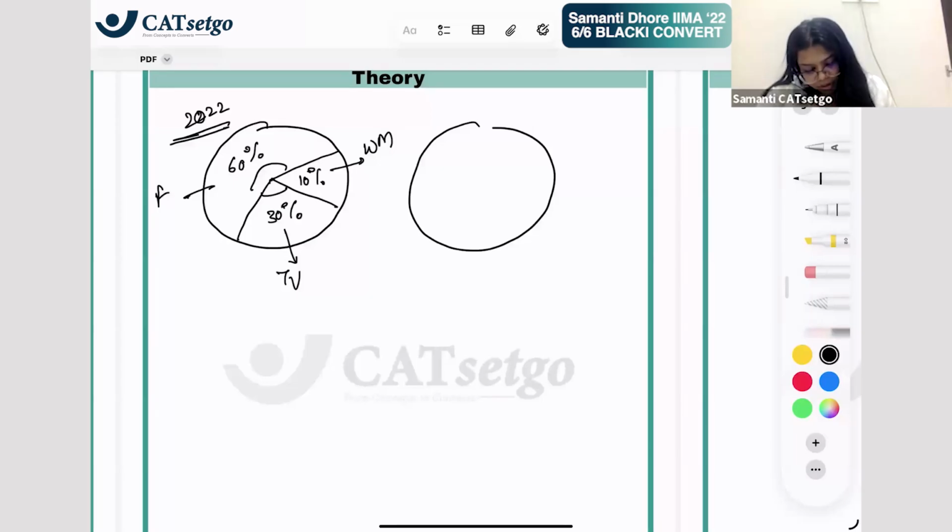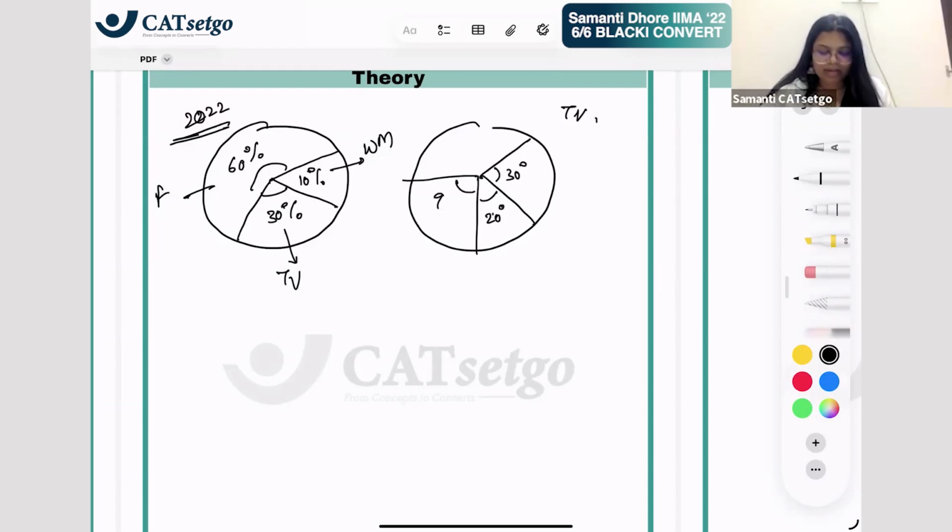On top of that, they have given you for television separately. Okay, that this is 30%, this is 20%, this is 30%, this is 90 degrees, that is 25%, right? So how much is that? 50 and this is also 25%. This was the contribution for 2022, 2023, 2024 and 2025.